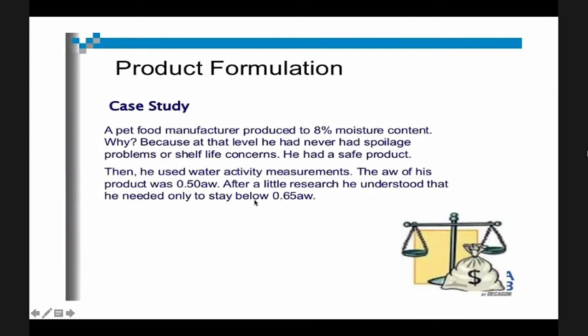So, another case: a pet food manufacturer, kuha naman din siya yung mga dog food, produced at 8% moisture content. Why? Because at that level, he had never had spoilage problems or shelf life concerns. He had a safe product. Then he used water activity measurements. The water activity of his product was 0.5. So it's very low, no? After a little research, he understood that he needed only to stay below 0.65.